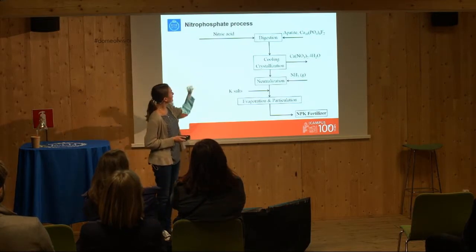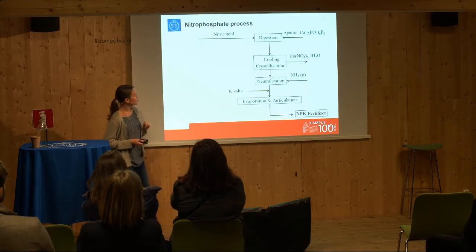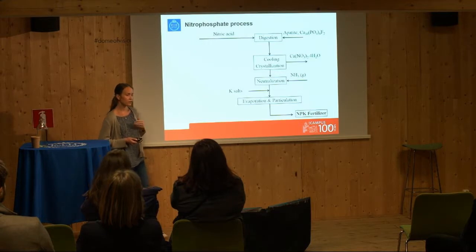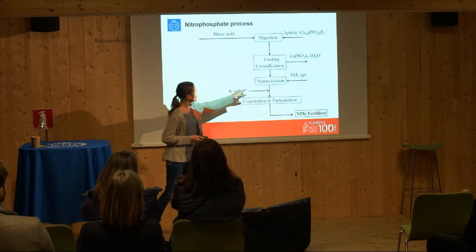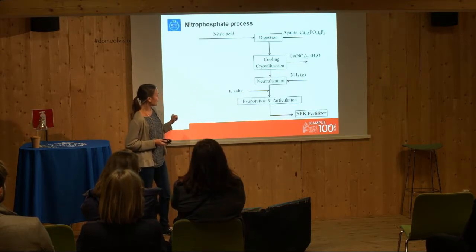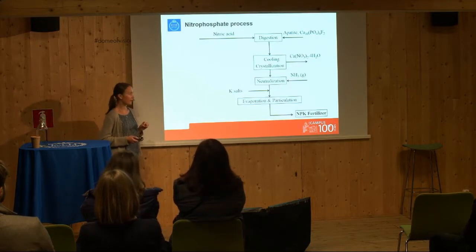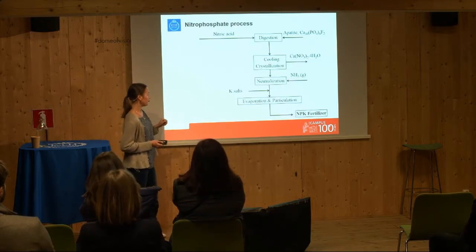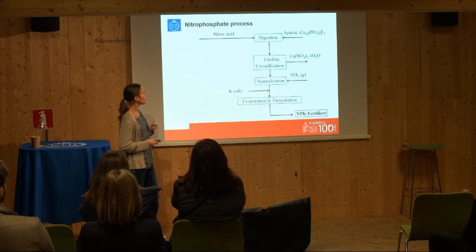And you contact the apatite with nitric acid. And then you do a cooling crystallization, so you get out the calcium nitrate tetrahydrate, which is also a valuable end product. And then you do a neutralization with ammonia. And you add potassium salts, and you have evaporation and prilling, and you get your NPK fertilizer in the end. So we have been looking at, in this process, how to also recover the rare earth elements that you find in the apatite within this process.